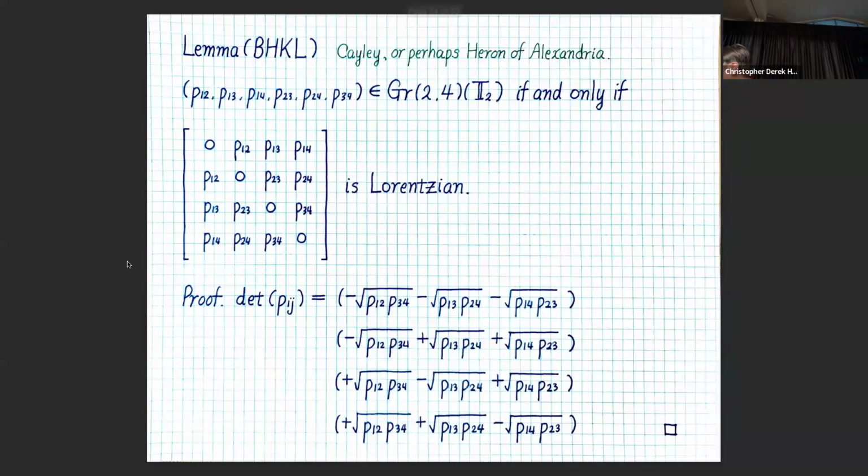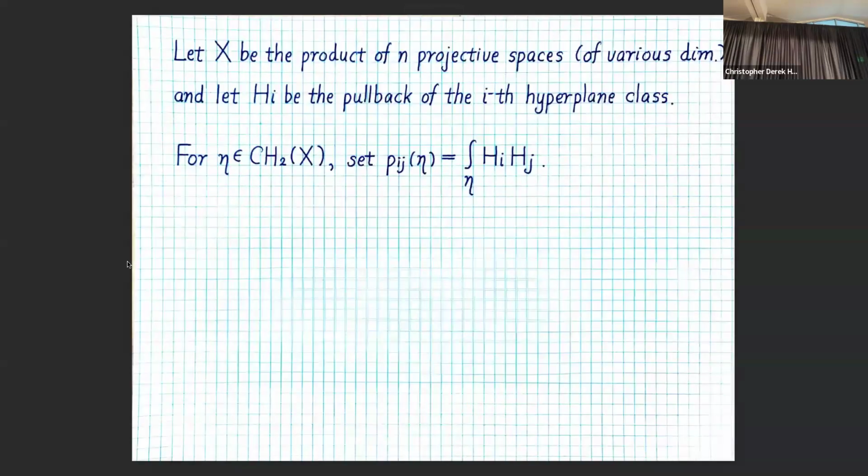So our previous result, the characterization of realizability by convex bodies, can be phrased in terms of the Lorentzian matrices of this kind. And that admits a generalization to any dimensions. Suppose you have a product of n projective spaces of various dimensions, and let's say H_i is the pullback of the hyperplane.